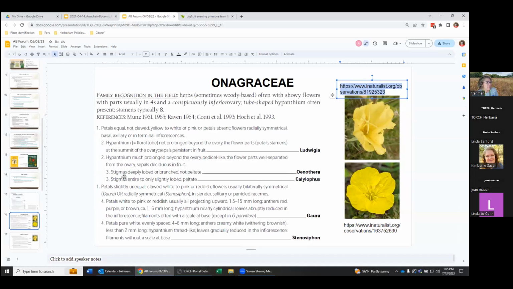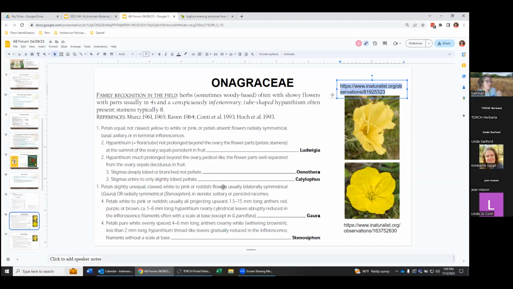So, the next thing is my stigma on the plant I'm trying to identify. The stigma is the receptive surface at the top of the female part of the flower. Is it deeply lobed or branched, not peltate? Or is it slightly lobed and definitely peltate? Peltate is another term that you can find in the glossary, but it basically means almost kind of like an umbrella. So imagine a flat circle stuck on top of a stem, and that's what you're thinking about.